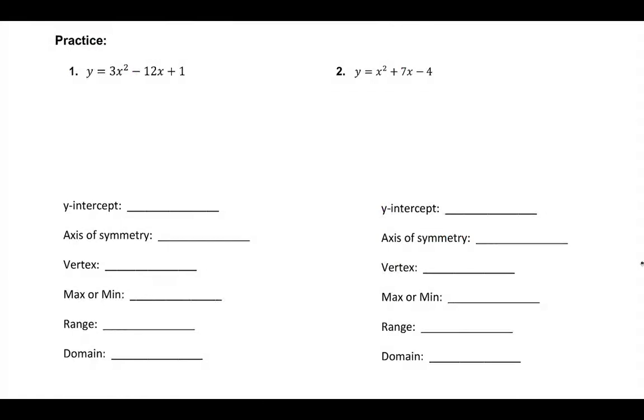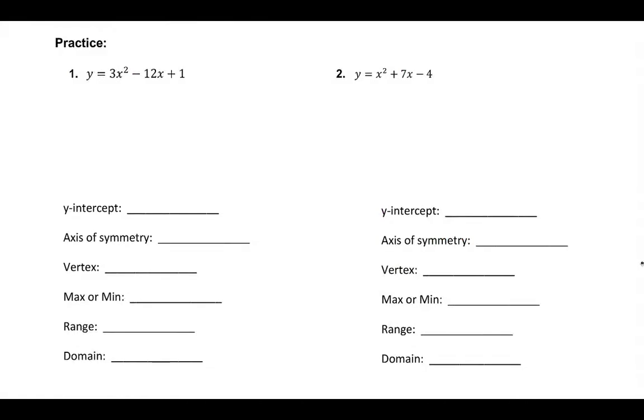So again, I'm giving you an equation. Let's look at number 1. You have the equation. Your y-intercept, let's do that one first. Remember, that's this term right here, your last value. So it's always going to be 0, comma, whatever that is, and it's 1. So there's your y-intercept, (0, 1).